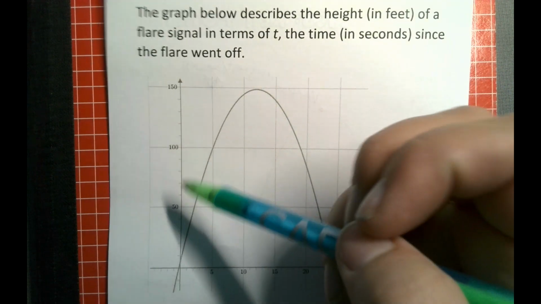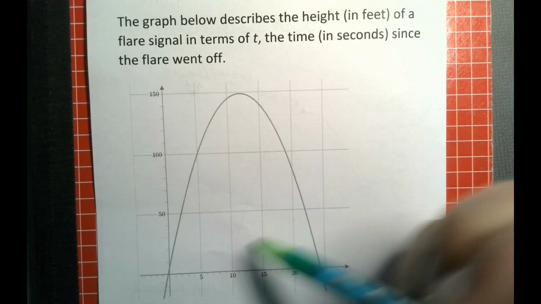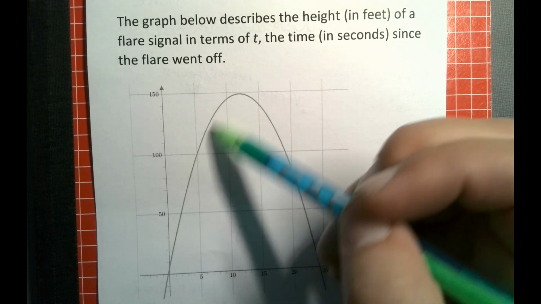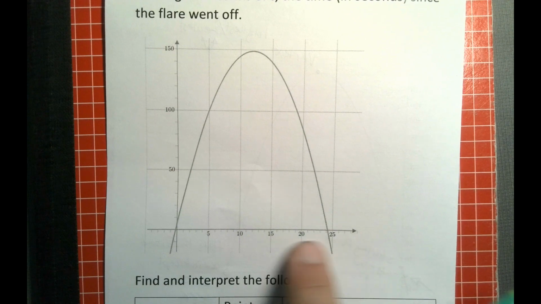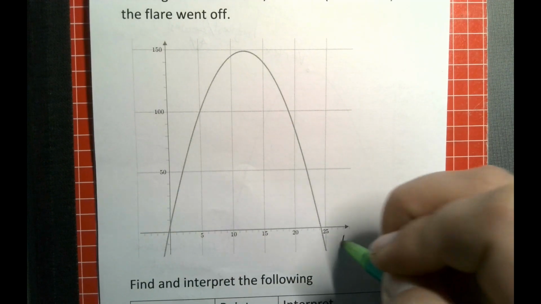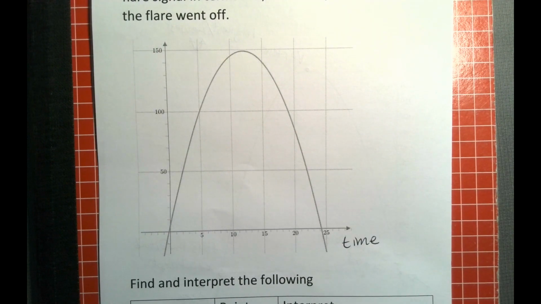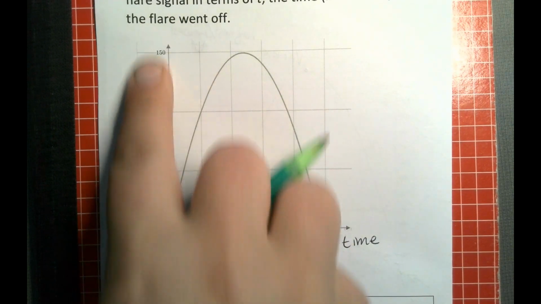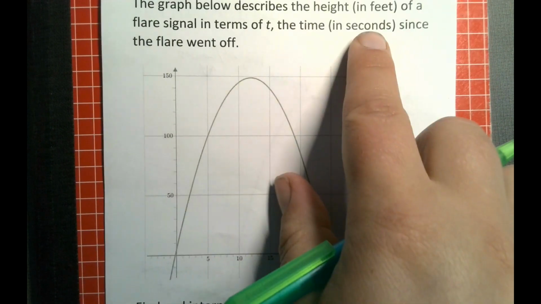So this is, they're shooting a flare, right? They're shooting the flare gun. It's going to go high. What's this axis? Is this how high it is, or how far it went? Oh, time. This is time. What's this axis? How high it went. Yeah, this is going to be height, and it's in feet.